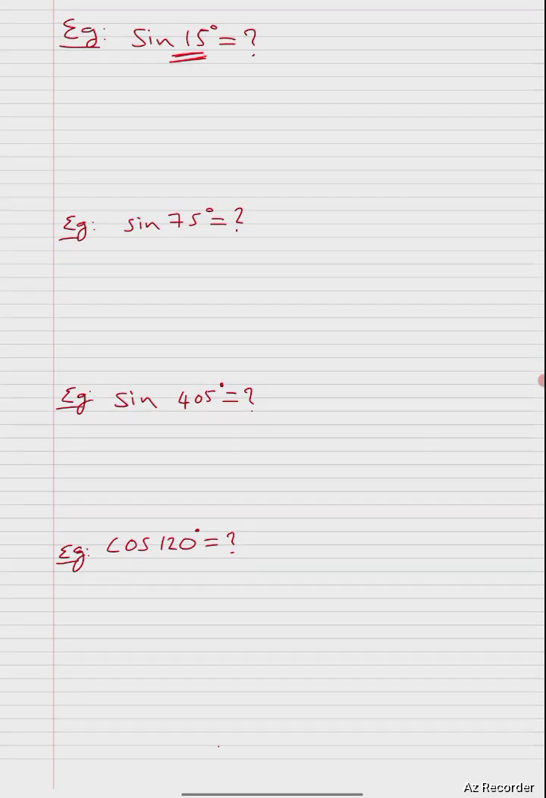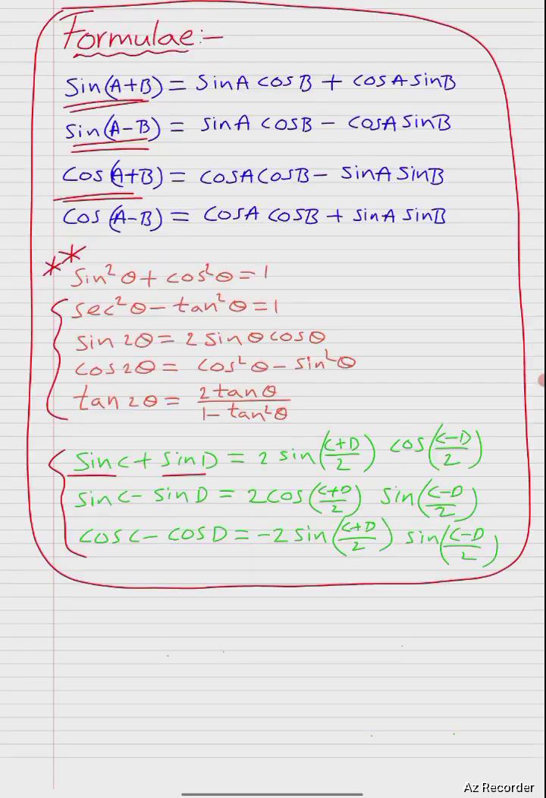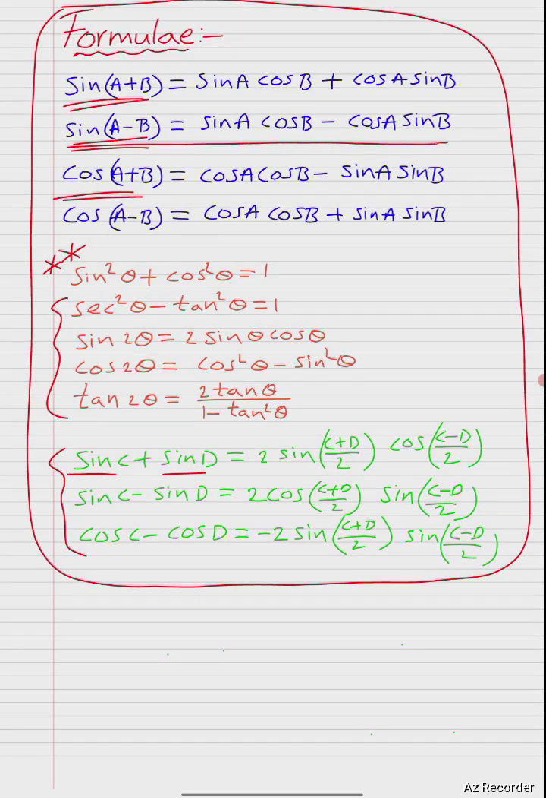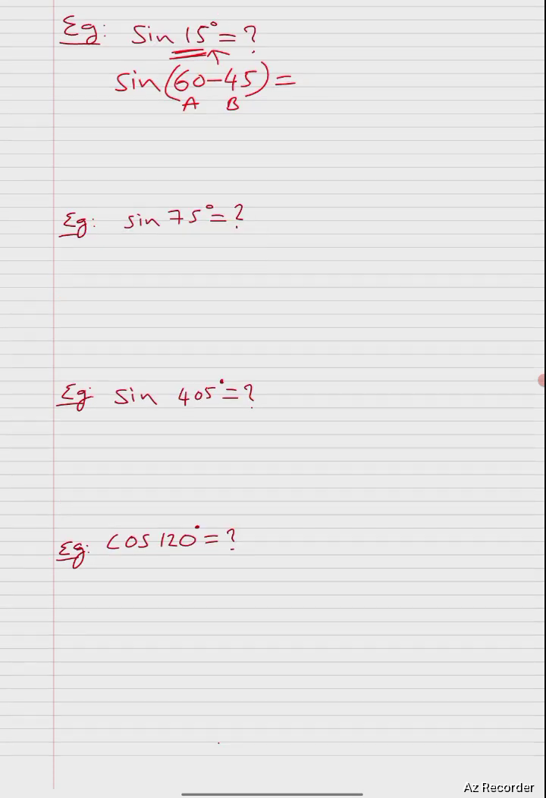Now sine 15 can be written as sine of 60 minus 45. Whichever combination brings out this value, you can use it. I am using 60 and 45 to get 15 degrees. So sine of 60 minus 45 is in the form of sine a minus b. What is the formula for sine a minus b? Sine a minus b is sine a cos b minus cos a sine b.